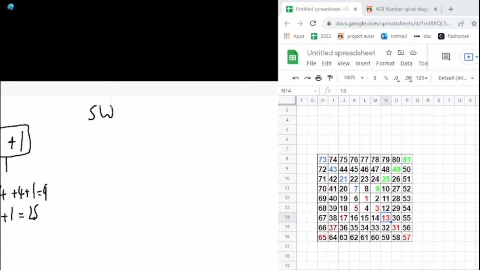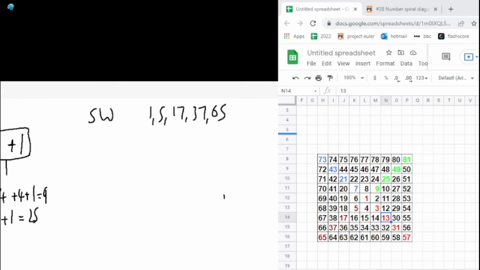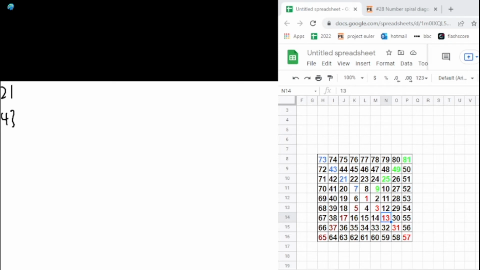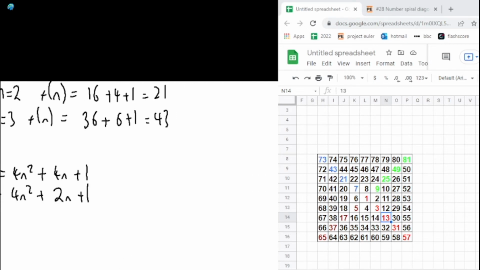Southwest. Southwest, where I was born, and down in the southwest. 1, 5, 17, 37, 65. You might be able to work out the equation for this from the equations for the other two. The first thing to note is that these are all, apart from 1, just 1 away from the square of an even number. So we got 4 plus 1, 16 plus 1, 36 plus 1, 64 plus 1. But let's take a look at the equations for the other two and see if we can spot a pattern. We see that all that's really changed is we've lost 2n. So I wonder if the equation for this one is just 4n squared plus 1.